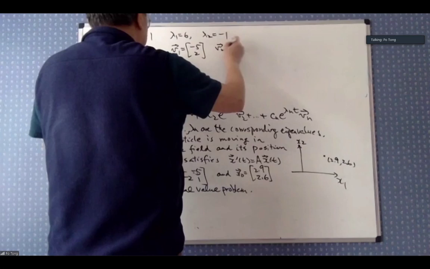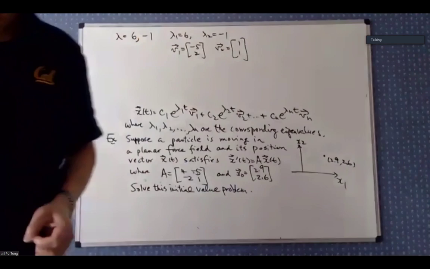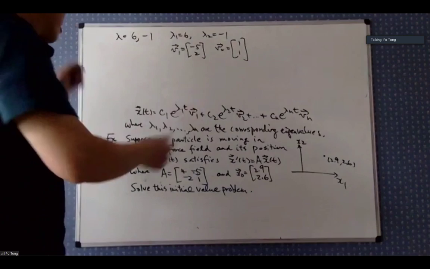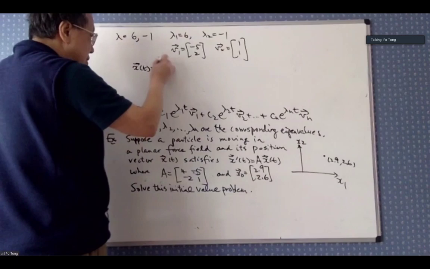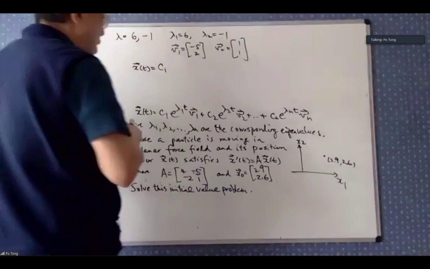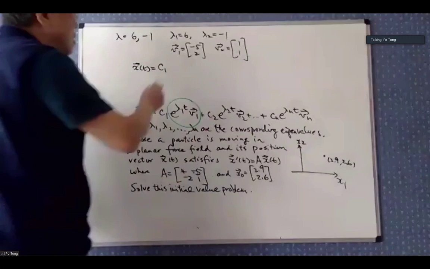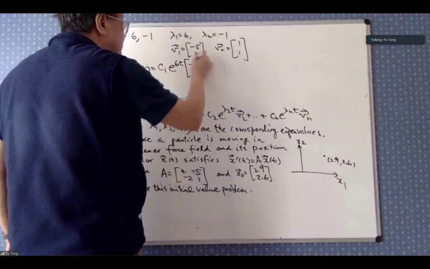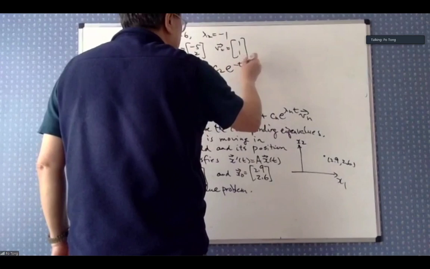This part, we have done it so many times. You guys know how to do it, I hope. So what is the answer? The answer is x(t) equal to c1 multiplied by these eigenfunctions. C1 e to the power 6t, and then the eigenvector, plus c2 e to the power negative t, and then the eigenvector. Is it okay?